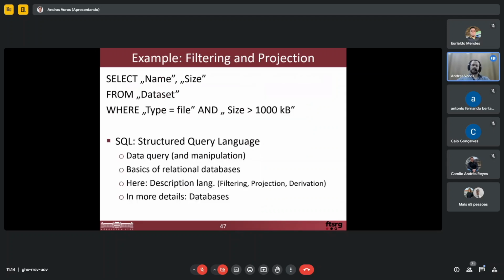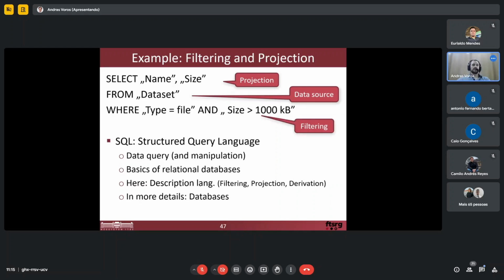And actually, I'm sure many of you have already used SQL. If I write select name and size from data set where type equals file and size is bigger than 1000 kilobytes, you will understand it. The first step, when I select the name and size, is a kind of projection. And I define the data source by this from keyword. Then I filter with the keyword where. So I filter to the file type and also for the elements that have size bigger than 1000 kilobytes.